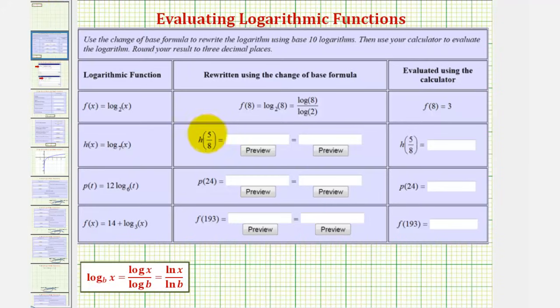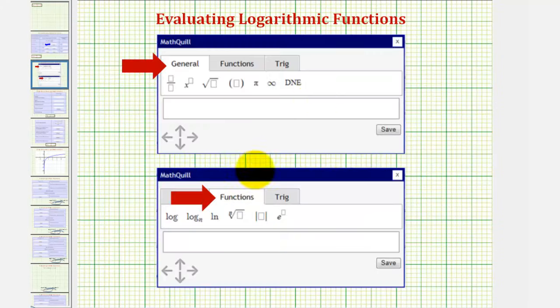For h of 5/8, the input is 5/8, so we'll substitute 5/8 for x, giving us log base 7 of 5/8. To turn this into the computer, if we click in the answer cell, a small yellow arrow will appear. If we click on that small yellow arrow, this math palette appears. If we click on the Functions tab, we can use log base n to enter our logarithm. When we click on log base n, we can change this base to 7. And then we can also use this fraction tool to enter the fraction.